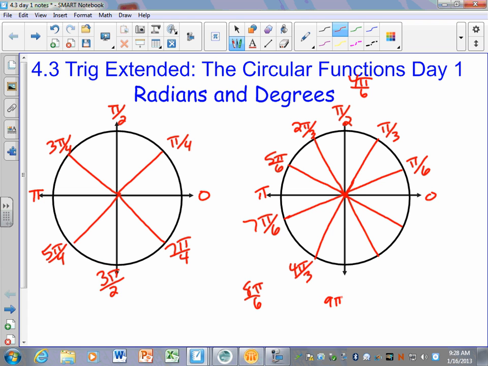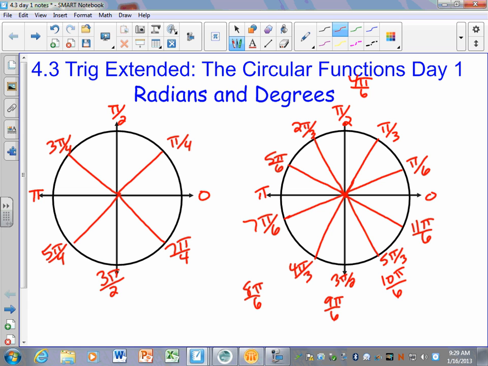This would be 9π/6, which is still 3π/2 every time, but I just want to show you can count by sixths. What would the next one be? 10π/6 is going to reduce to 5π/3. And 1/6 away from 2π is going to be what? 11π/6, because again, think about 12 over 6 is 2π.